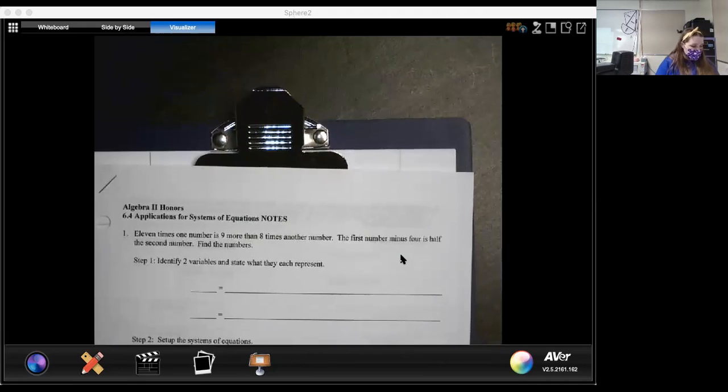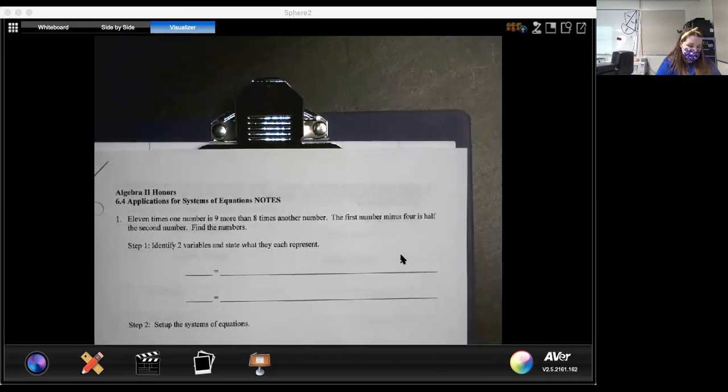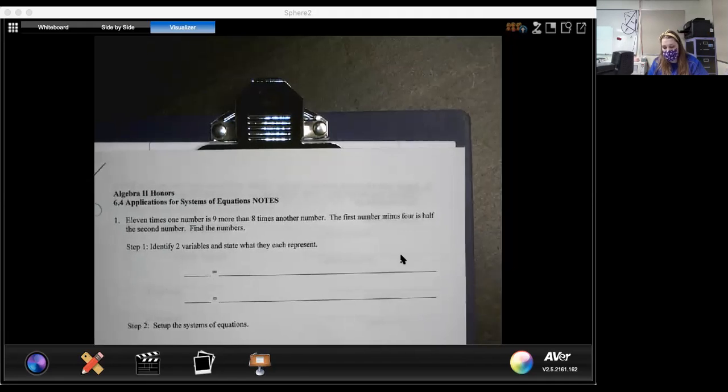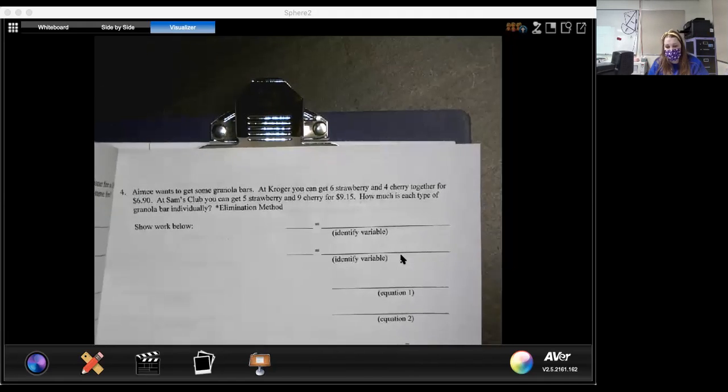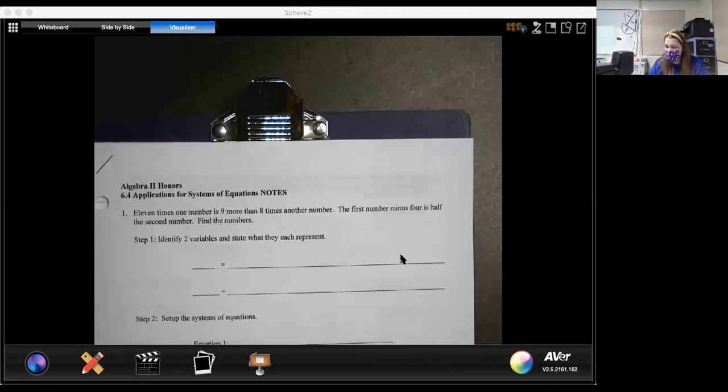Okay. All right, so 6.4 is all about applications. With the applications, we are going to focus mostly on substitution and the elimination method. You can do graphing with these, but we're going to focus on substitution and elimination. So the first question is instructed by step-by-step instructions. The rest of it is just blanks. So if you need to refer back to question number 1 to know what the steps were, then that's perfectly fine.